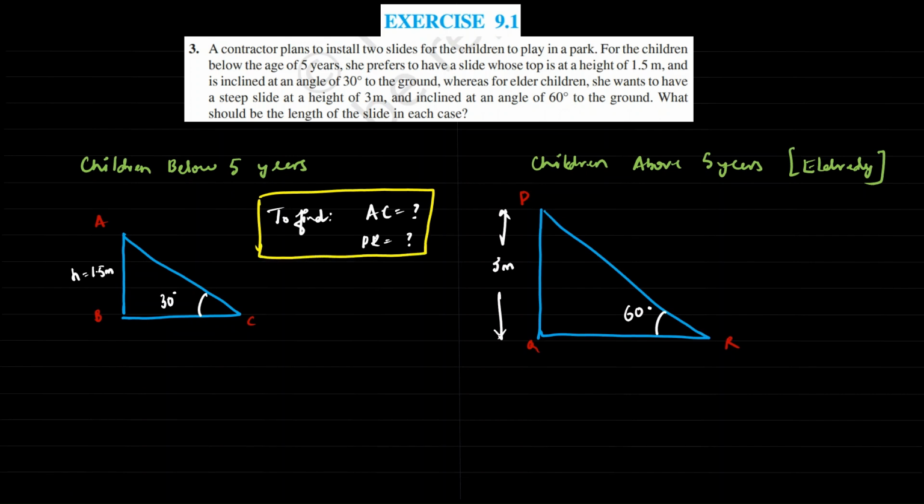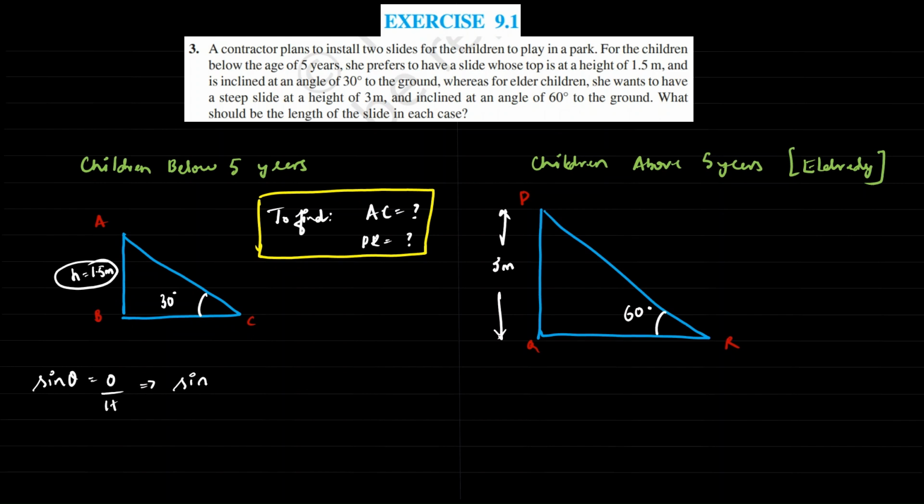Now, how do we find this out? It is very easy. We know one of the angles, we know the opposite side of this particular angle. We need to find out the hypotenuse. So which ratio connects the opposite side and the hypotenuse? It is sine, isn't it? So we know that sine theta is opposite over hypotenuse.